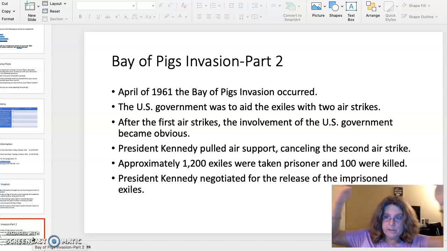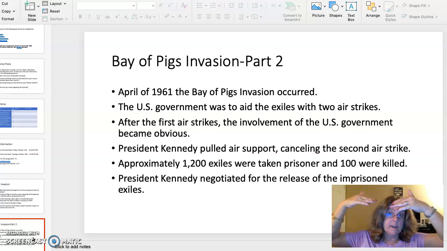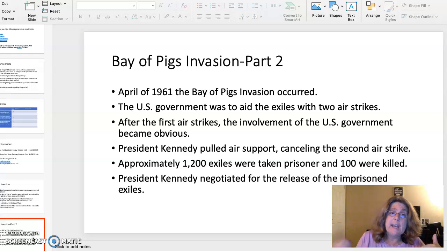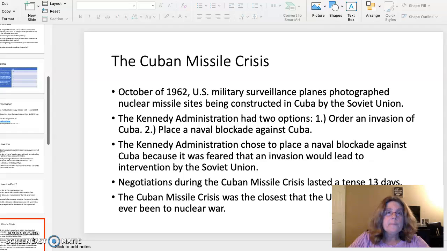However, after the first airstrike, the U.S. government knew that its cover had been blown. So President Kennedy canceled the second airstrike, angering the Cuban community. About 1,200 exiles were taken prisoner and 100 were killed. President Kennedy eventually negotiated the release of all the imprisoned exiles.